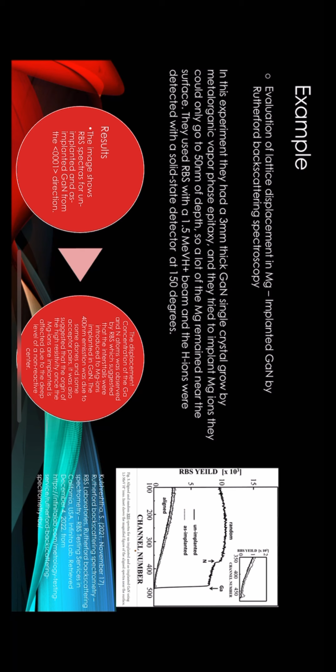The image to your right shows spectra from the RBS of unimplanted and as-implanted GaN from the 001 direction. The displacement concentration of the Ga and N atoms was observed by RBS, which suggested that the defects were introduced by the magnesium ions implanted in the GaN. The 400 nanometer emission was due to some donor and acceptor pairs. It was also suggested that the origin of the high resistivity once the magnesium ions were implanted is affected due to deep-level non-radiative centers.